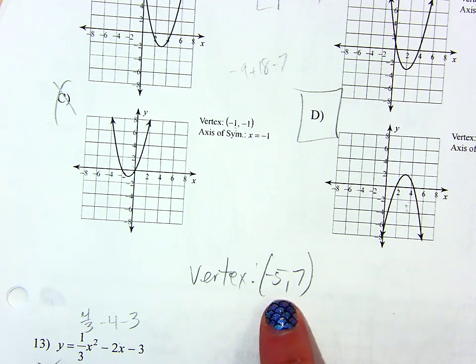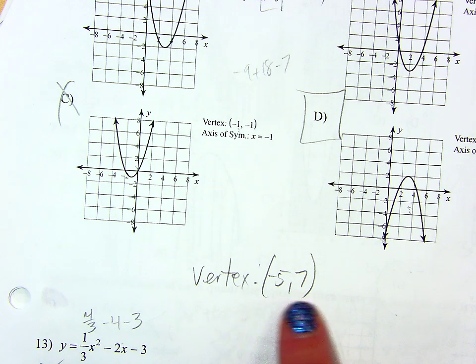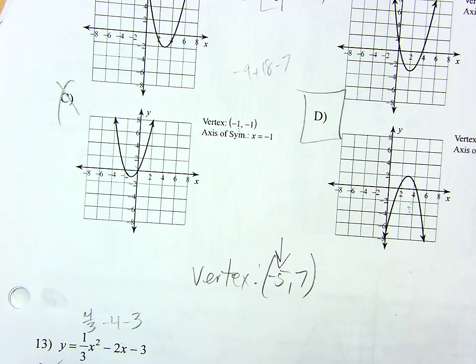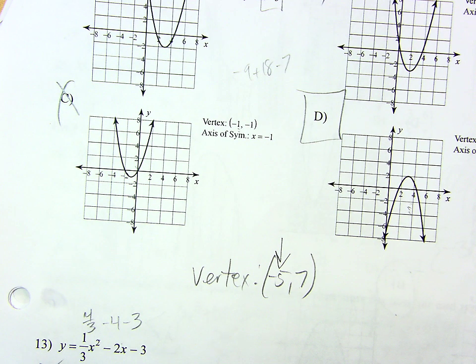So go back to this random question that I'm making up. If this is my vertex and they ask you for the axis of symmetry, how do you find it? It's just x equals whatever that number is. Well, y does equal 7, but that's not your axis of symmetry.